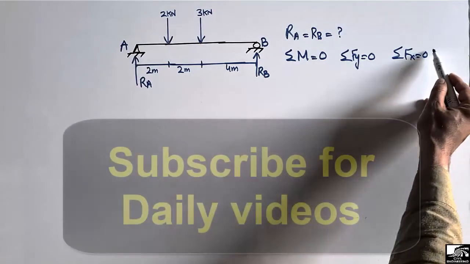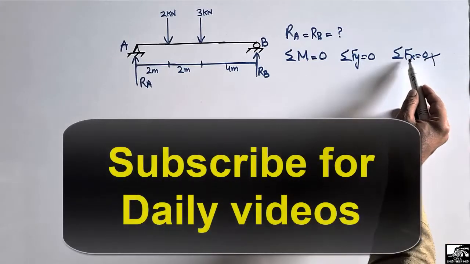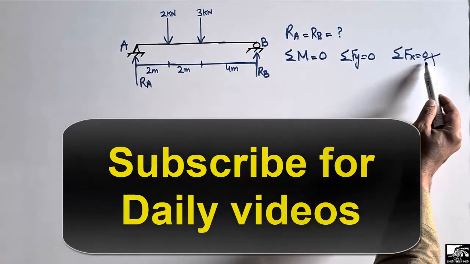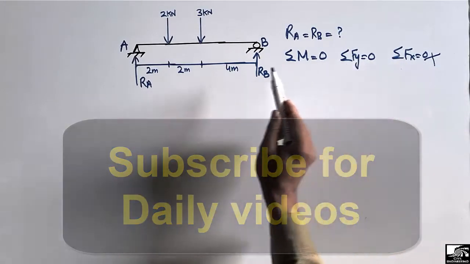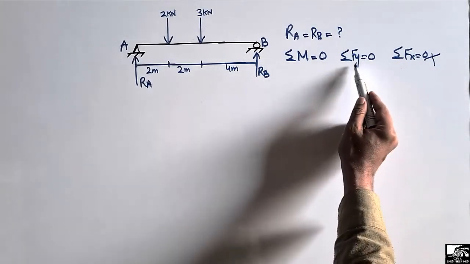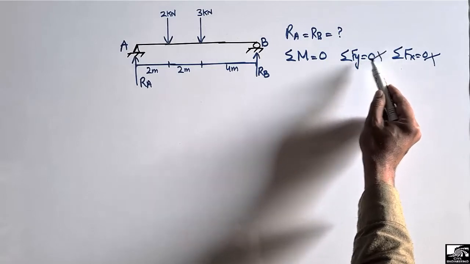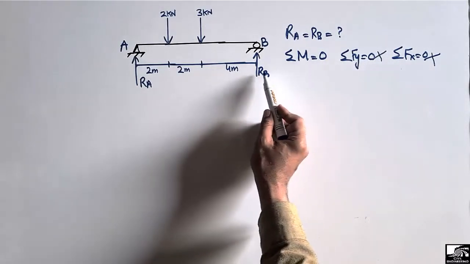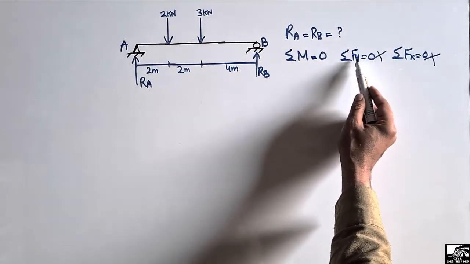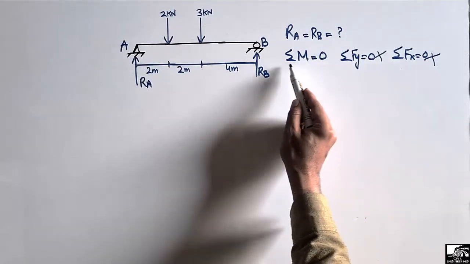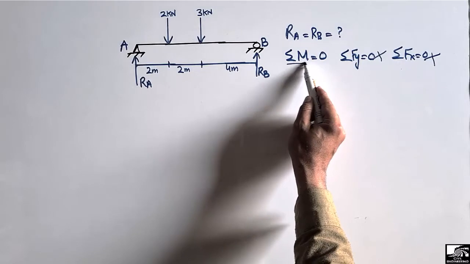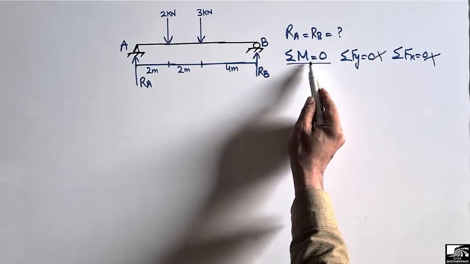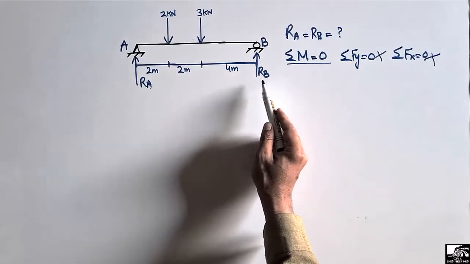Now we cannot use this equation because there is no horizontal force acting on this beam. Also, we cannot use this equation because it is valid when we have to find only one unknown. Here we have two unknowns, RA and RB, that's why we cannot use it. So the only equation to use is summation of moment at any point equal to 0. We can use this equation in order to find these two unknowns.